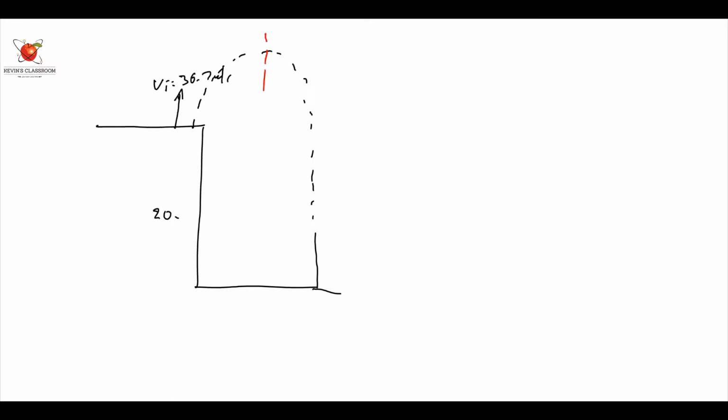I split it into the middle, and V final here is 0. And for the downside, let's put it in blue, V initial is equal to 0. Acceleration on the downside is plus 9.8 meters per second squared, and on the upside, acceleration is minus 9.8 meters per second squared. I'm splitting it into two separate sections.